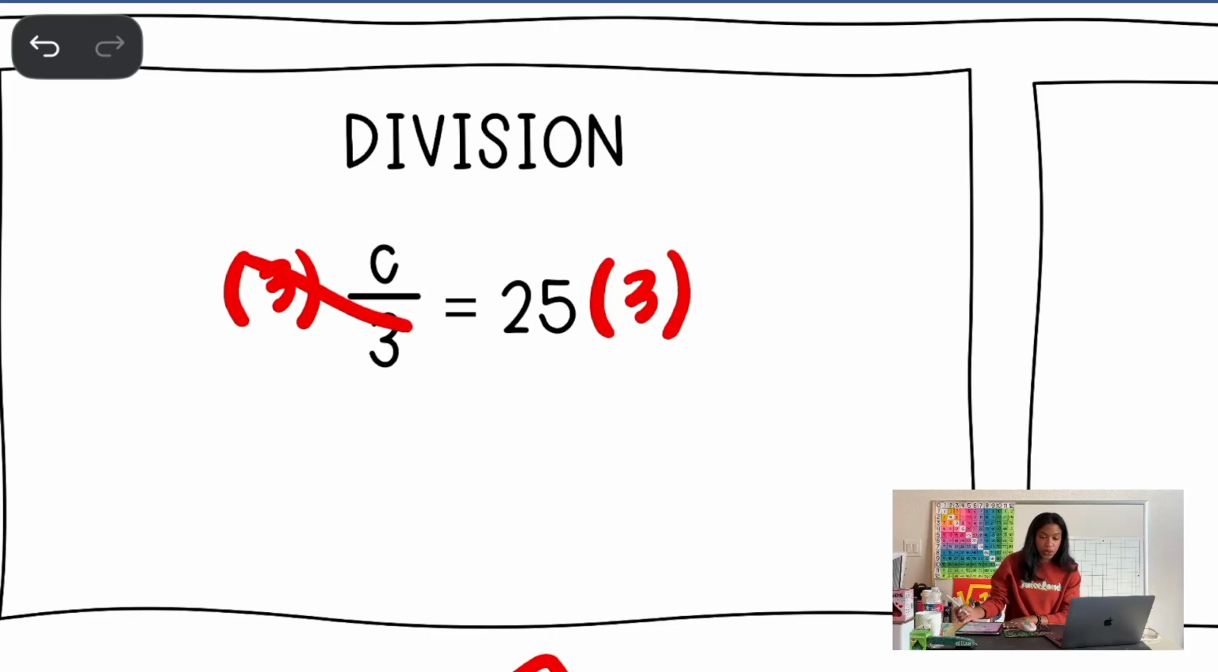This is going to be 3c divided by 3, which is just 1c. So c is going to be equal to 25 times 3. Anytime I have to multiply or divide by 25, I think about quarters. So 3/4 is 75 cents.